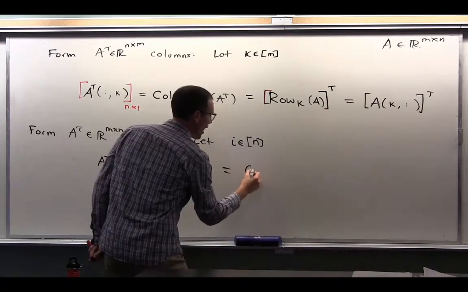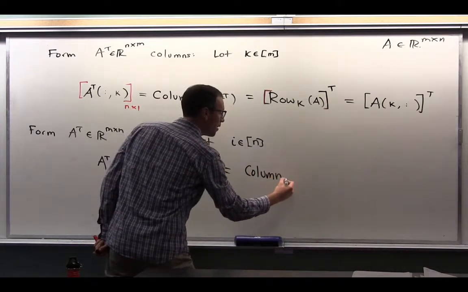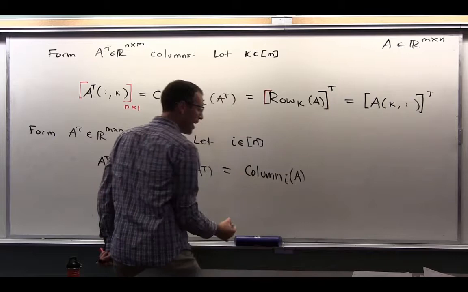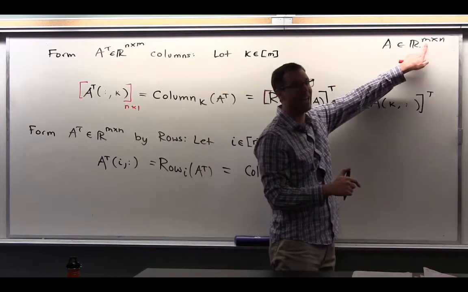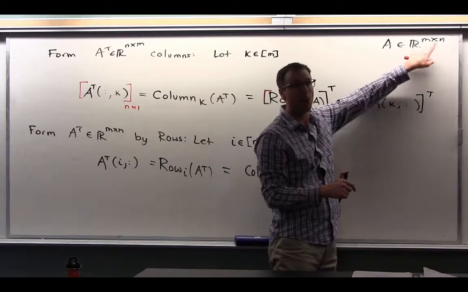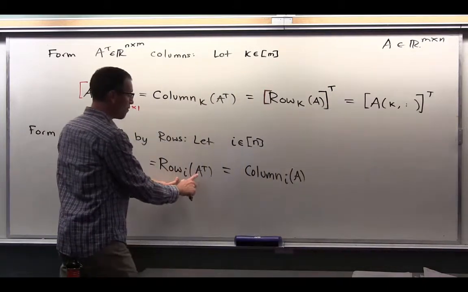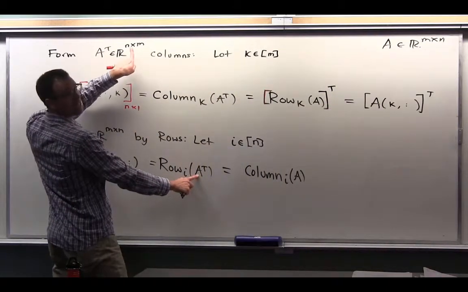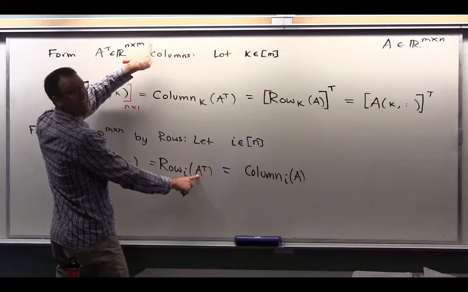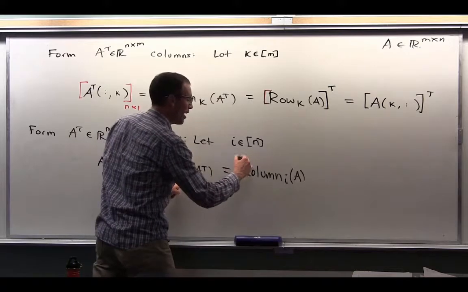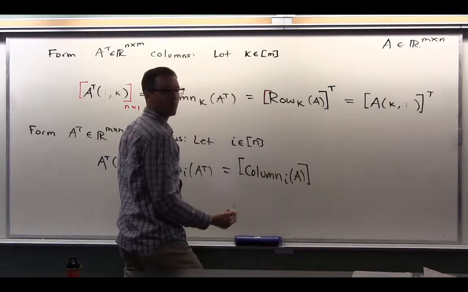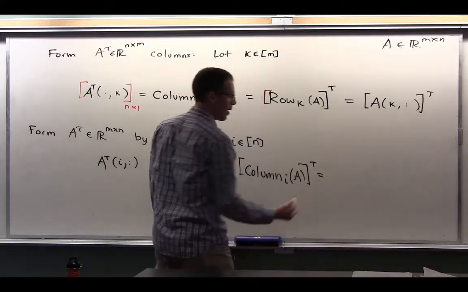So in this case this is going to be column i of the matrix A, but the problem is column i of the matrix A has size m by 1. Row i of the matrix A transpose has size 1 by m. So these two things have to be the same size if they're equal. What can I do to make them the same size? Take the transpose. This is the really nice thing about those operators.